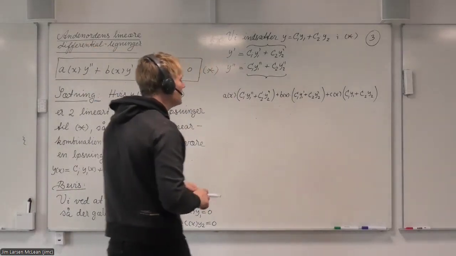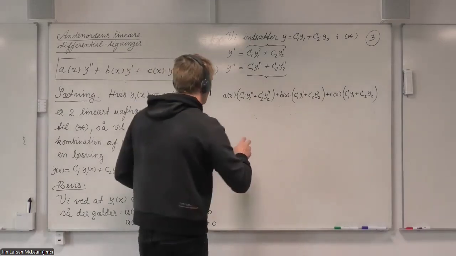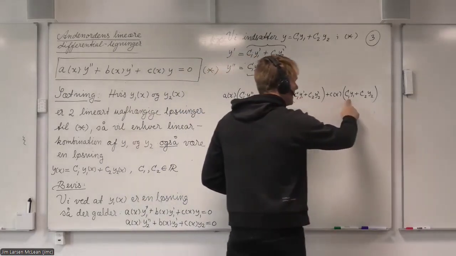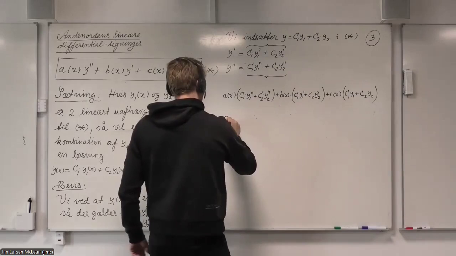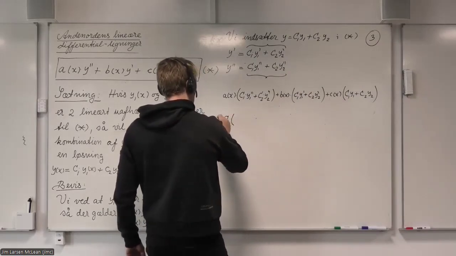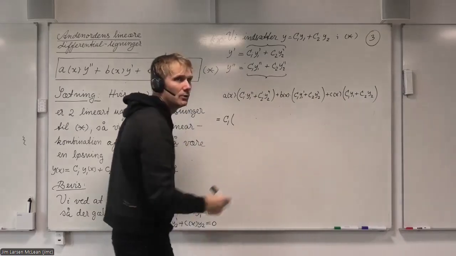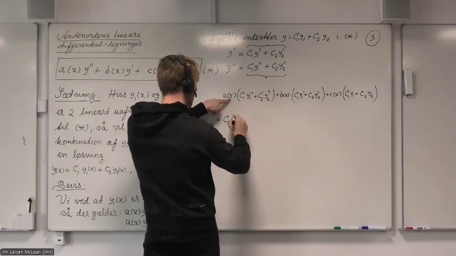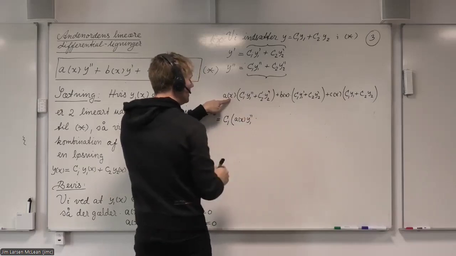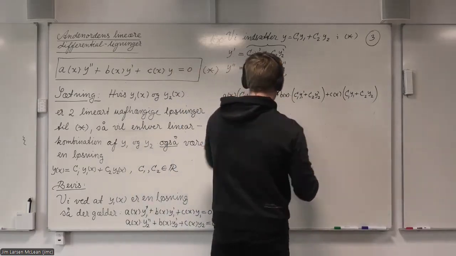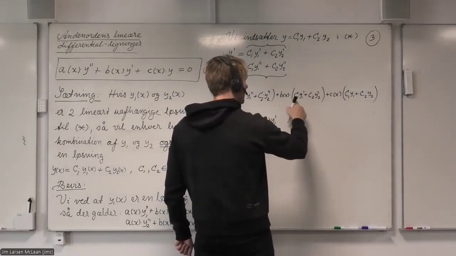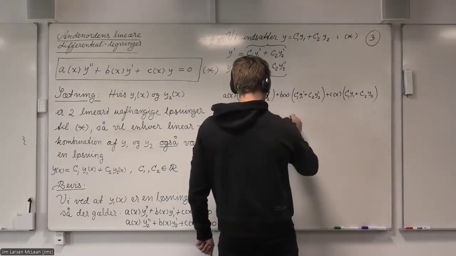But what you can see now is that if I take everything involving C1, what do I have then? I have C1 there, I have C1 there, and I have C1 there. So I just put C1 outside a parenthesis. So all of that can be written as what I'm writing now. What do I have with C1? A(x) y1'' and a double prime. What else do I have? I have B(x) times y1' from here and over here. I have plus C(x) y1.